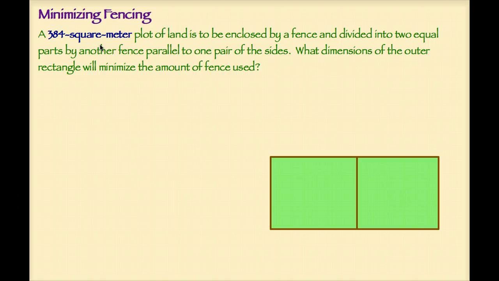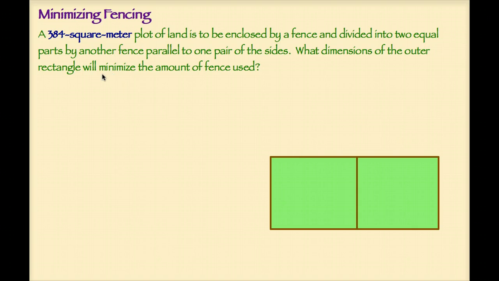A 384 square meter plot of land is to be enclosed by a fence and divided into two equal parts by another fence parallel to one pair of the sides. So this is the scenario that we have. Here's the plot of land, the outer fencing, but an additional fence has been added to divide the plot of land into two pens rather than one. What dimensions of the outer rectangle will minimize the amount of fence used?